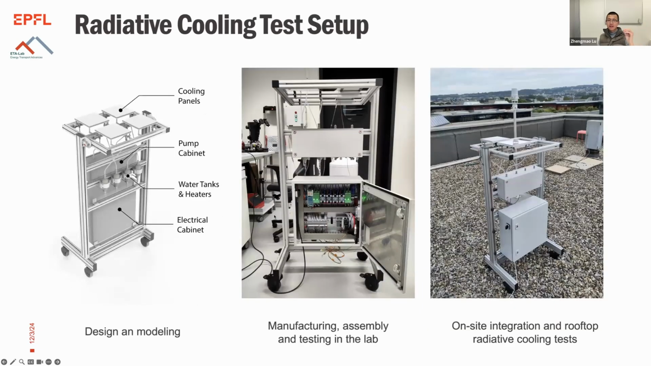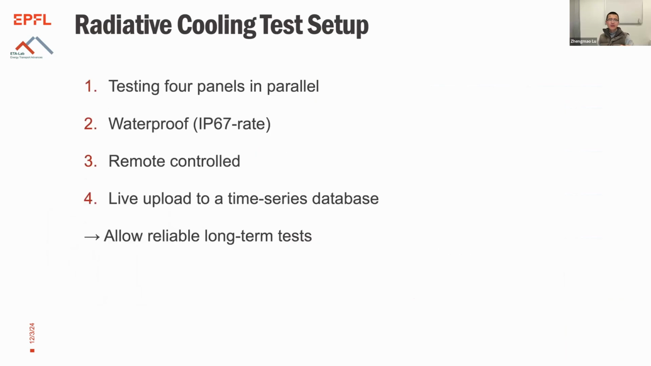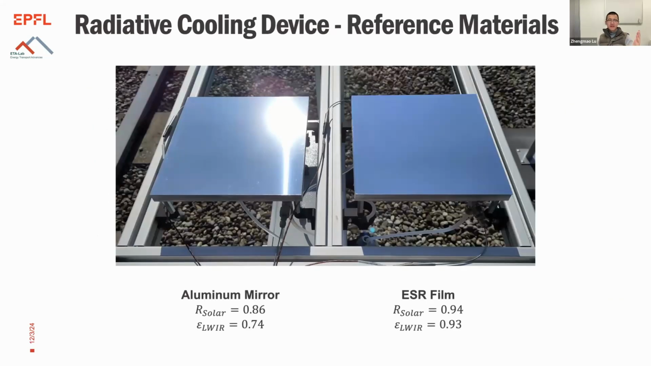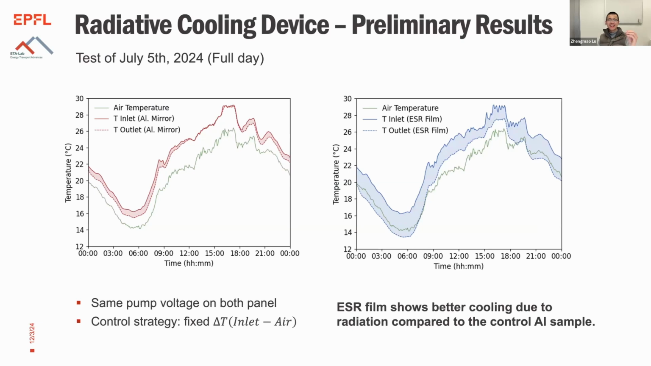And by having the remote control buried in a waterproof electrical cabinet and having it sit there long term, we can really see in a real world testing situation whether this robust cooling paint is actually robust. So this is just to show our preliminary data, basically showing that our cooling panel can indeed suggest that if you have radiative cooling films, it will cool better.